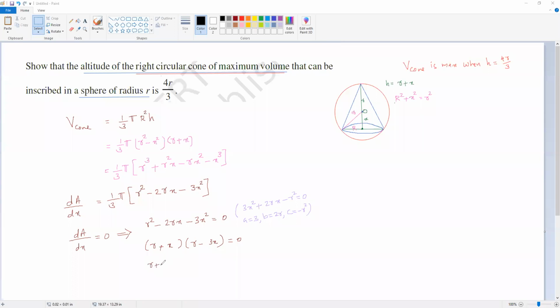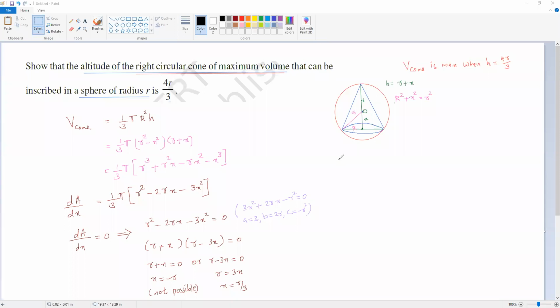That means r plus x is equal to 0 or r minus 3x is equal to 0. That means x is equal to minus r, but this is not possible because x is a length, it cannot be negative. So 3x is equal to r, x is equal to r by 3. So we got the critical point, it is r by 3. Now we have to show that at this point the volume is maximum.